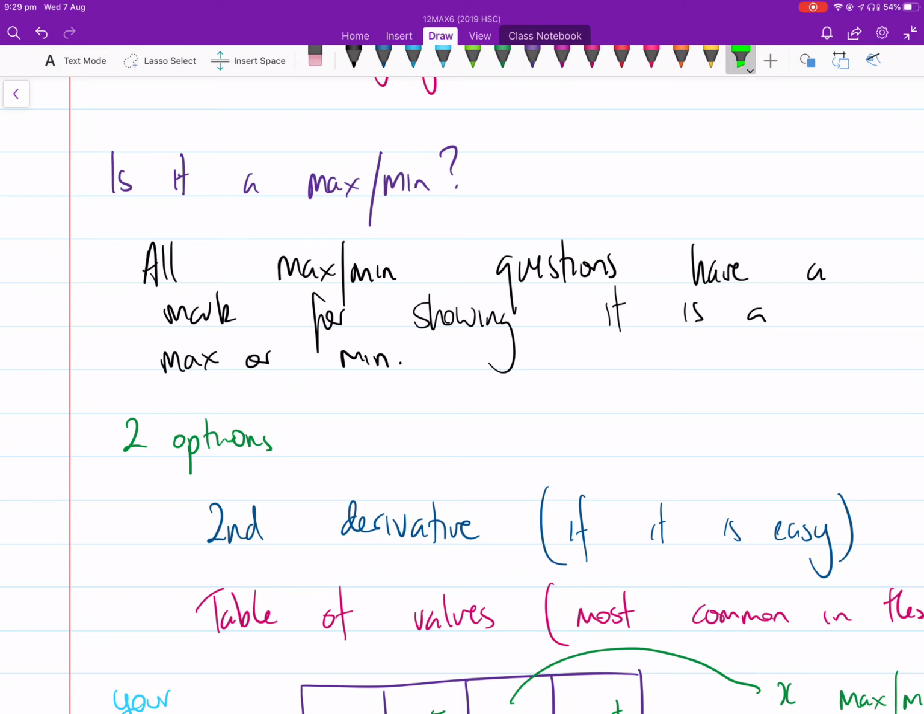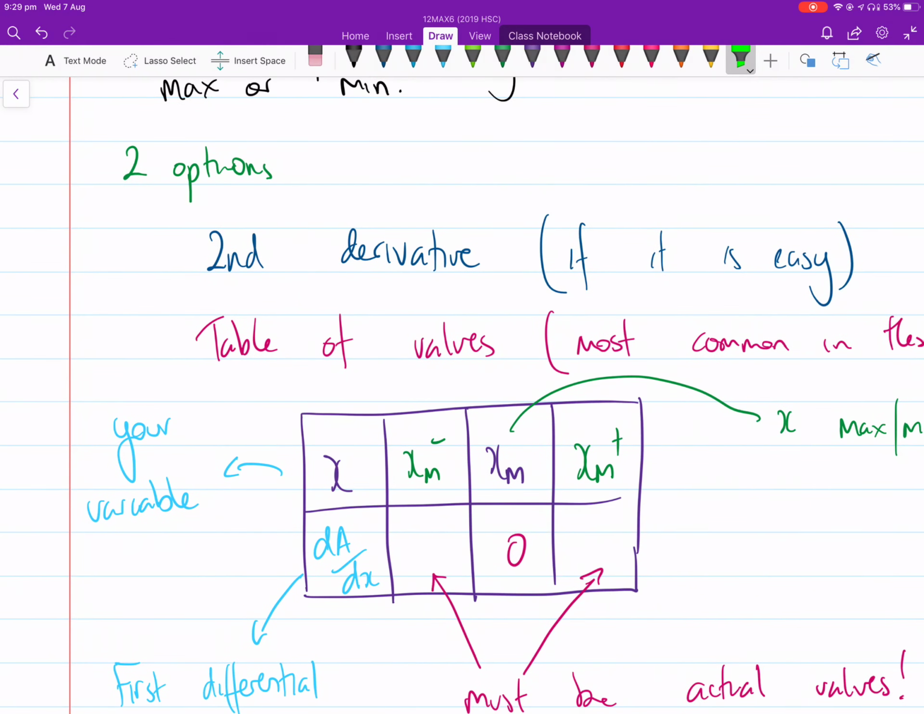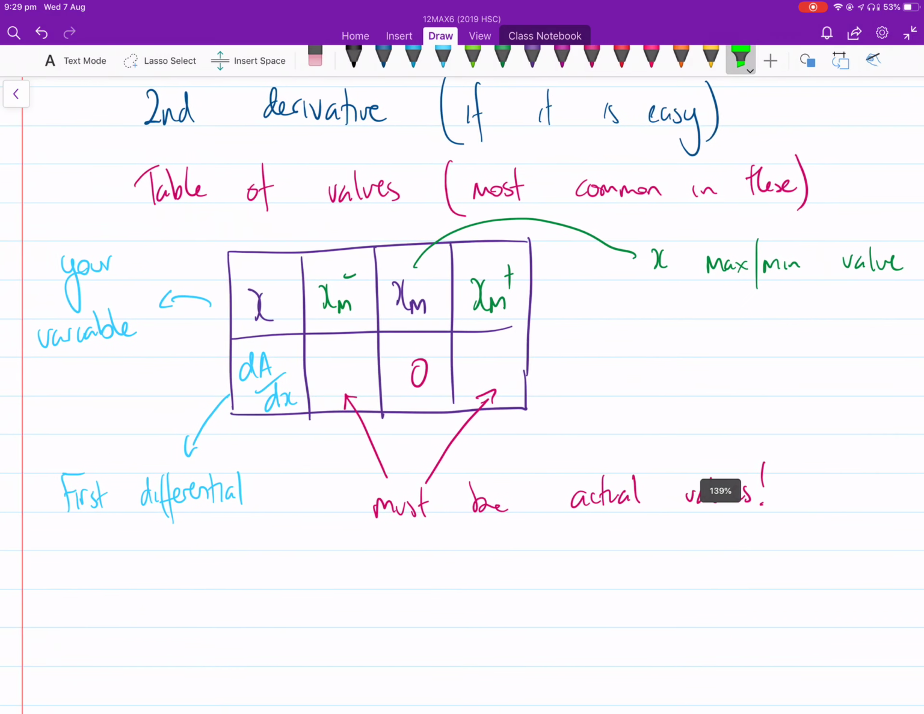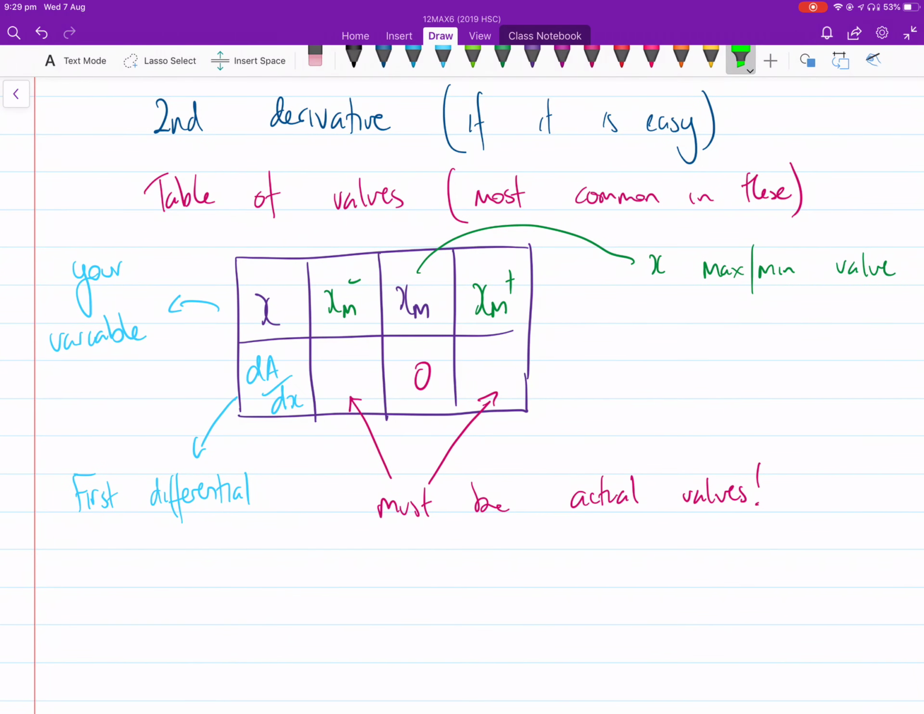The last bit that everybody forgets, or where they tend to lose a mark, is of course when it is a maximum question, there is always a mark allocated to showing that it is a maximum or minimum value. There are only two options to do that. You can use the second derivative, but in maximum questions, finding the second derivative can often be incredibly difficult. So the second option, it tends to be the most common. That's a table of values.